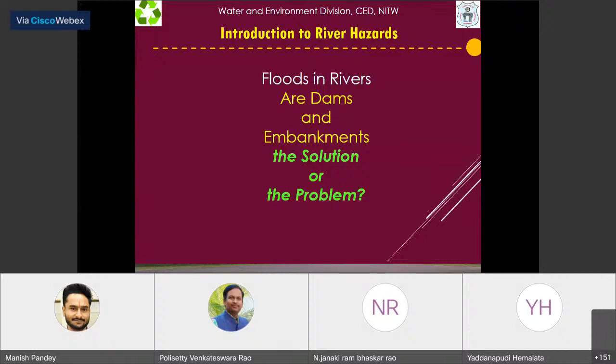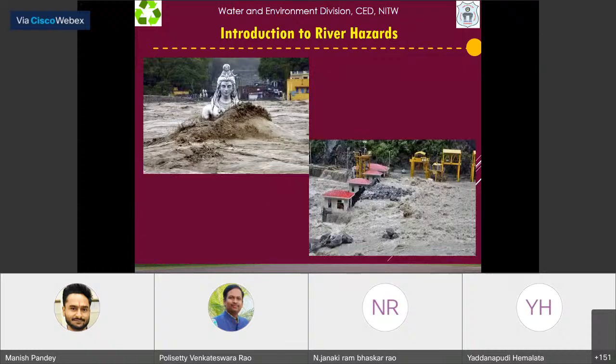But if you critically look at it, can we call them a solution, or are the structures themselves the problem? Are dams and embankments the solutions to the problem of floods in rivers, or are they part of the problem? To answer this question, I am presenting a few case studies.